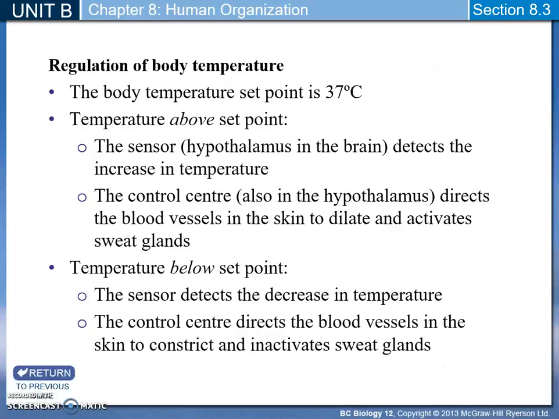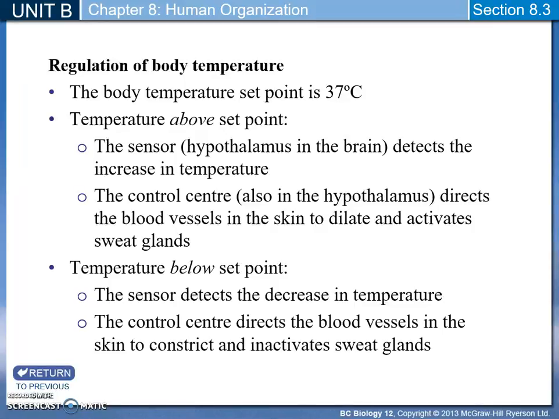So with regulation of body temperature, the set point is 37 Celsius. When temperature is above the set point, the sensor, which is the hypothalamus in the brain, detects the increase in temperature, and then the control center, also in the hypothalamus, directs the blood vessels in the skin to dilate and activates the sweat glands, thereby reducing the core body temperature.